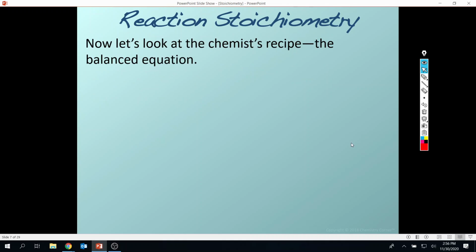So the chemist's recipe is the balanced equation. You must always have a balanced equation. If you do not have a balanced equation, you do not have a recipe, you have an ingredients list. And an ingredients list does not do you any good when you're cooking.